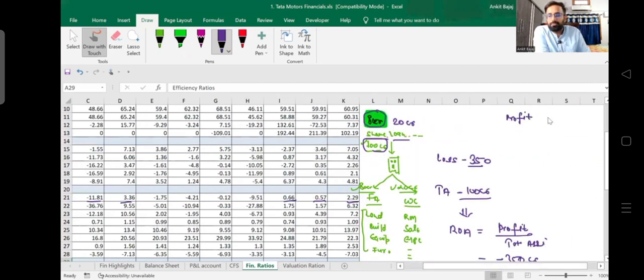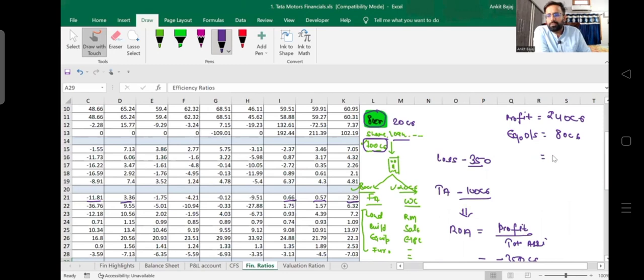Suppose the company has generated a profit after tax of 240 crore, right? And the equity outstanding is 80 crore. So what is going to be the return on equity ratio here?